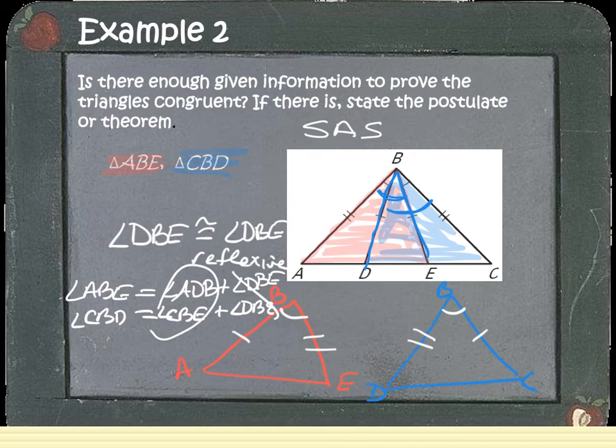So we just established that the top angle here was congruent to this piece here. So we can say that these are congruent by side, angle, side. So it just wanted us to establish if there was enough information. And there is.